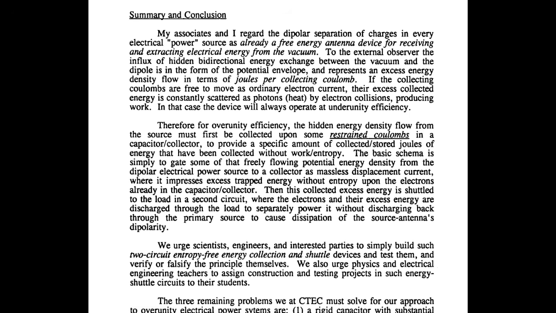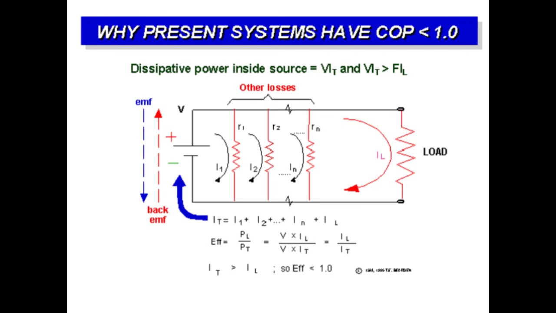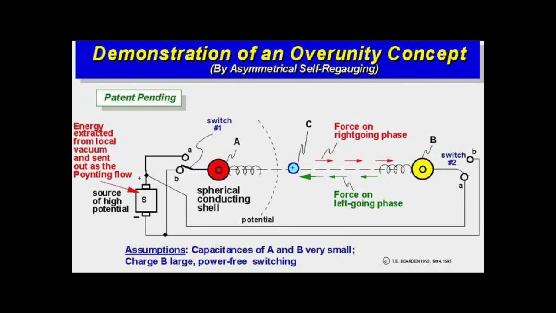If the collecting coulombs are free to move as ordinary electron current, their excess collected energy is constantly scattered as photons, heat, by electron collisions, producing work. In that case, the device will always operate at under-unity efficiency. Therefore, for overunity efficiency, the hidden energy density flow from the source must first be collected upon some resistor/collector, then provide a specific amount of collected stored joules of energy that have been collected without work entropy.